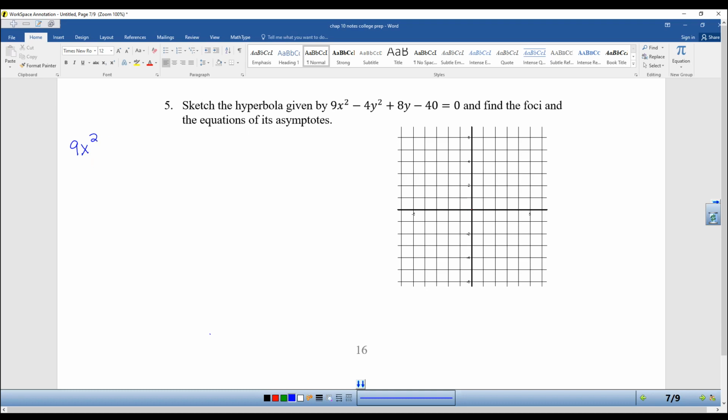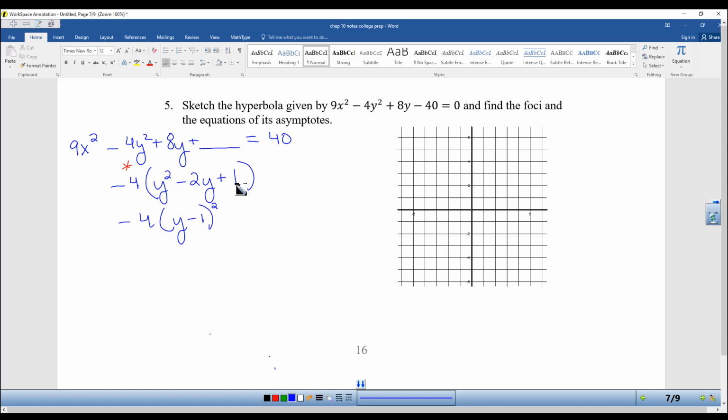So 9x squared, there's no other x's, so I don't have to complete that square, minus 4y squared plus 8y plus blank, and I move the 40 to the other side. Now, I've always said that you can't complete the square if there's a number in front. You especially can't do it with the negative. So not only am I going to take out the 4, I'm going to take out the negative. And this is a little bit tricky for some people. So it's going to be 4 times y squared minus 2y plus blank, which means this is going to become, cut this in half, minus 1.